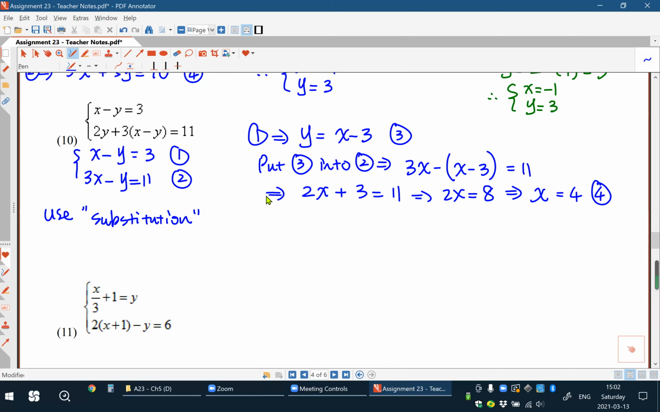So let's label this with number 4. Then we can put number 4 back into number 3, right? Then you will get y is 4 minus 3, which is 1, right? So now what is the conclusion? The conclusion is x is 4 and y is 1, right? Okay, I'm not going to show you the other method. If you're interested in that, you can try that after this class, all right?